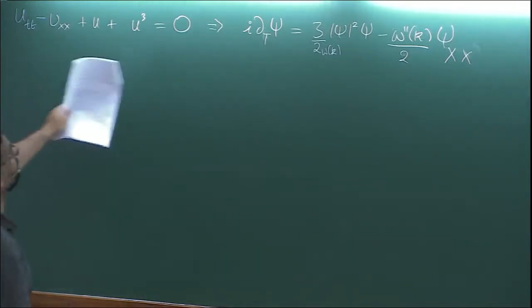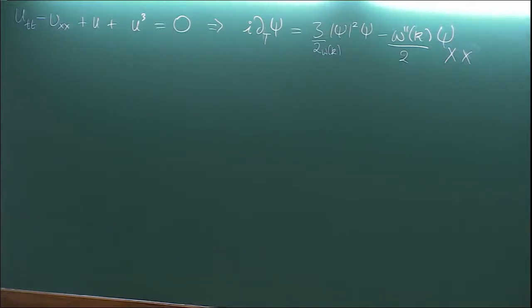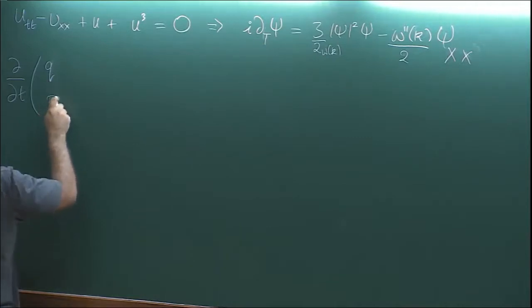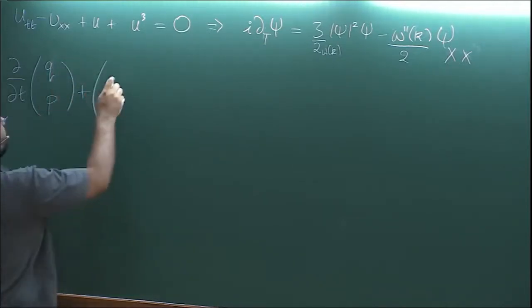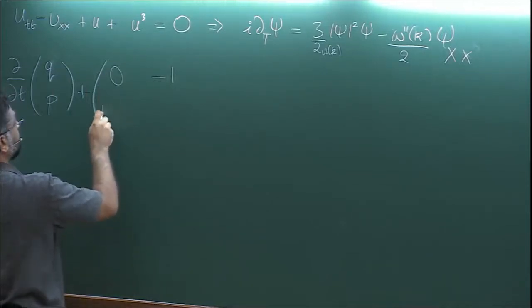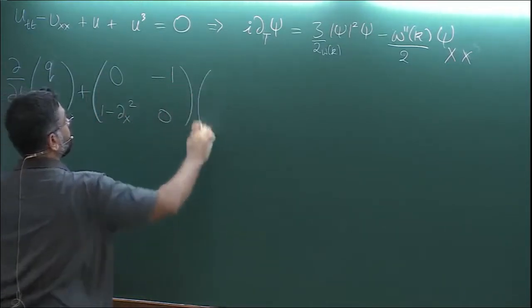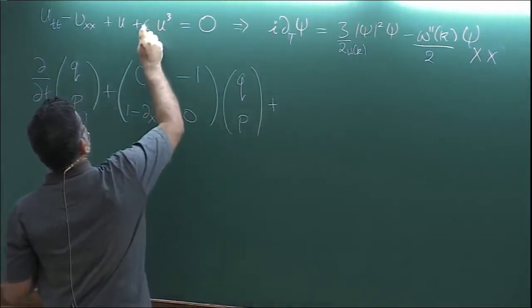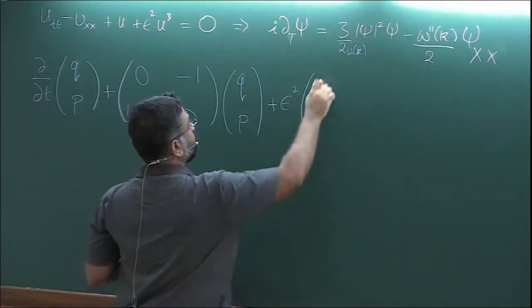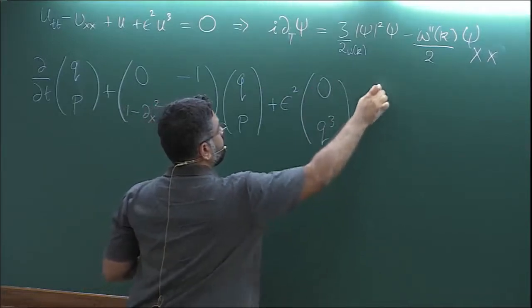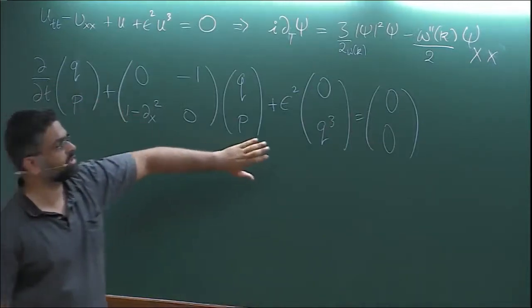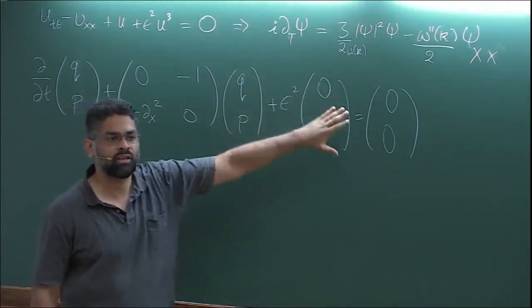All right, so the goal is to go from here to here. First things first, let's write it in our generic form of a linear operator. Right, so now we have it in the form of linear operator plus some small parameter times nonlinearity equals 0.